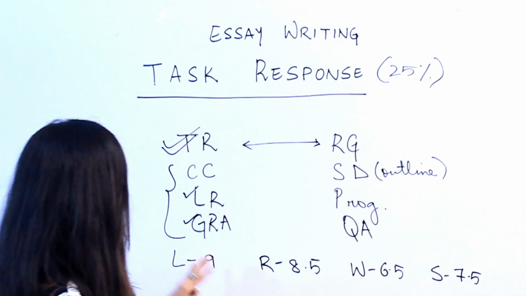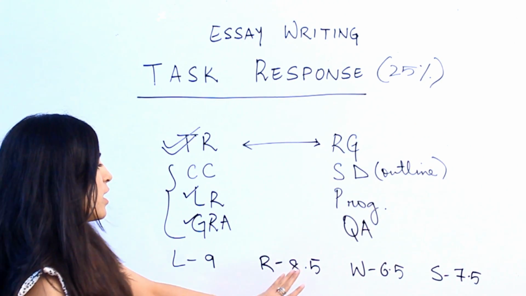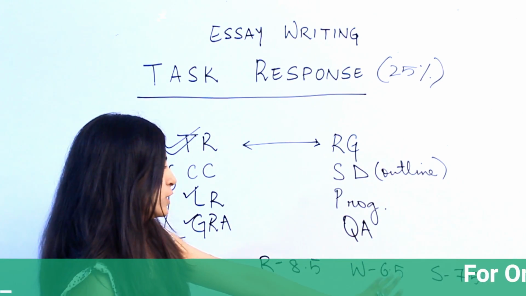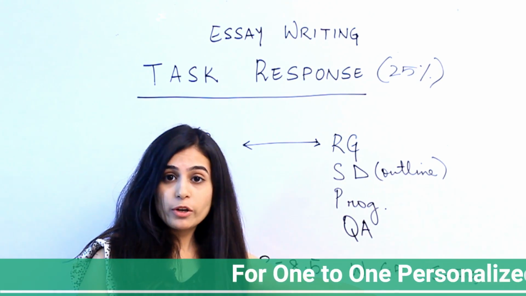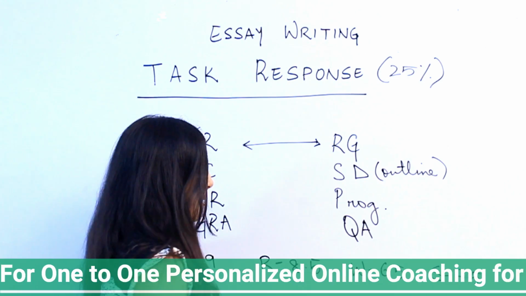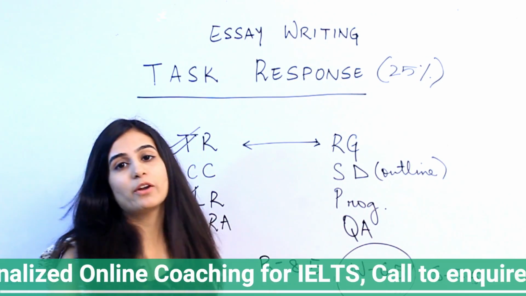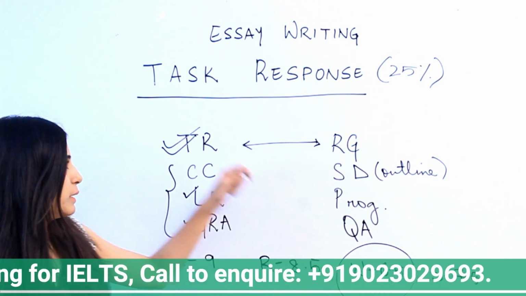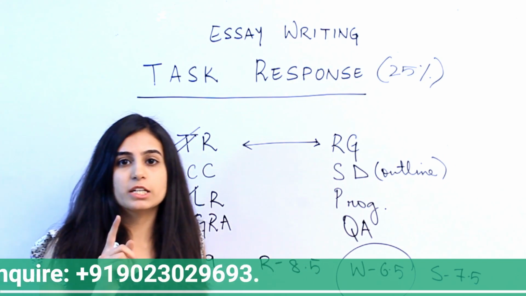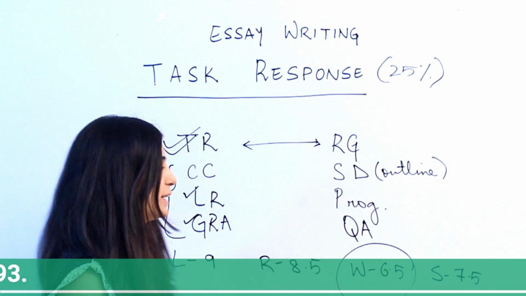Yes, you score 9 in listening, 8.5 in reading, 6.5 in writing, 7.5 in speaking. This 6.5 syndrome is basically because you don't understand task response when it comes to essay writing.